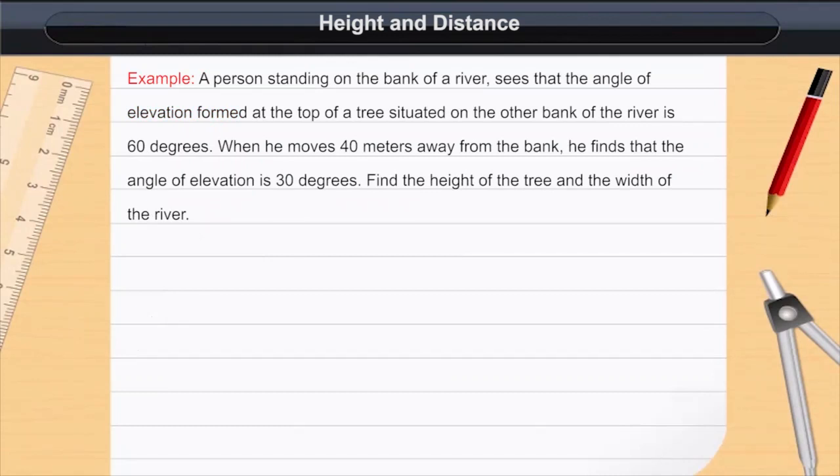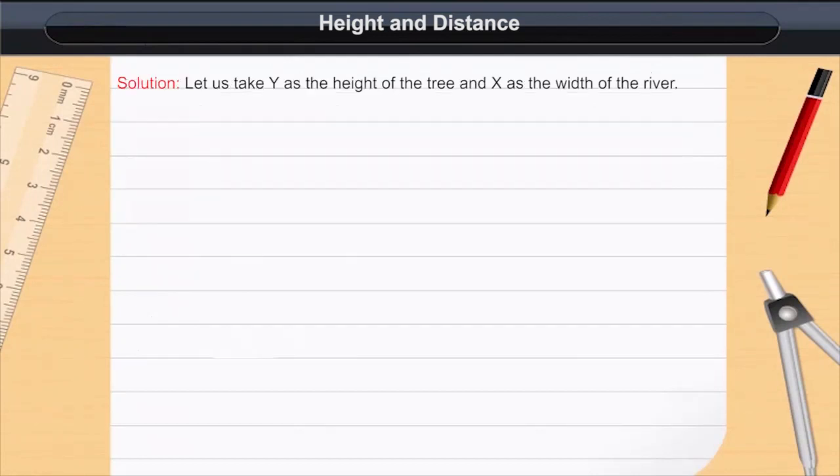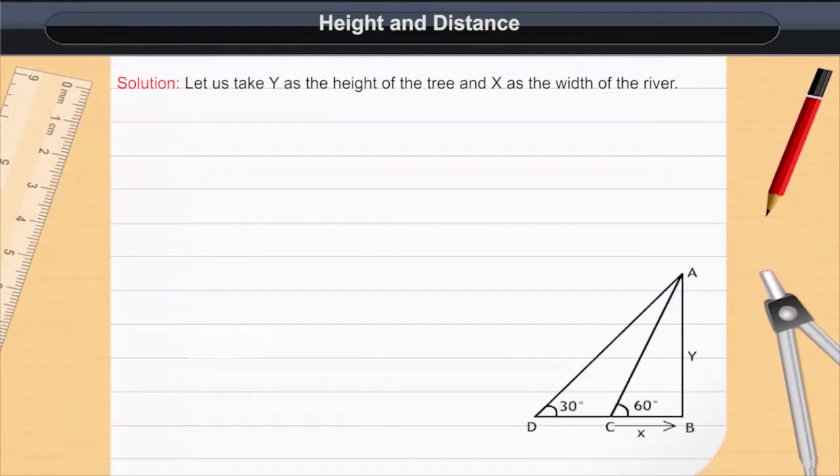Some more examples. Example: a person standing on the bank of a river sees that the angle of elevation formed at the top of a tree situated on the other bank of the river is 60 degrees. When he moves 40 meters away from the bank, he finds that the angle of elevation is 30 degrees. Find the height of the tree and the width of the river. Solution: let us take y as the height of the tree and x as the width of the river. CD is equal to 40 meters.